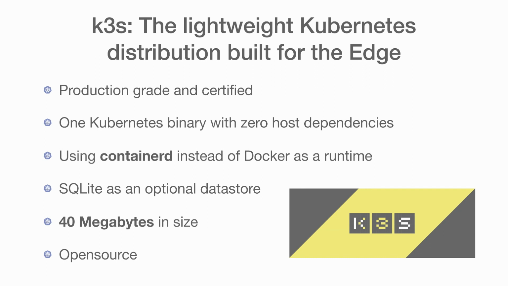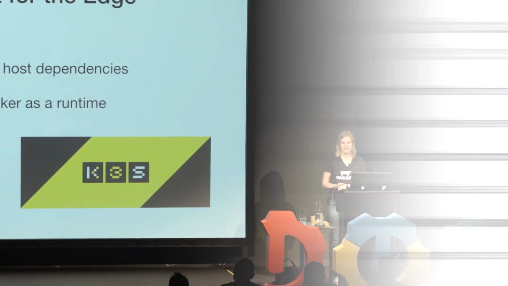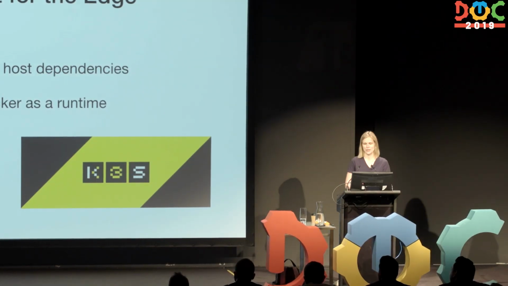You don't even have to have Docker installed on the host. It uses containerd as a container runtime interface. Another beautiful thing about it, it does not use etcd by default for storage. It uses SQLite. You can still enable etcd if you're used to that, but SQLite is the default one. The most beautiful part of it is it's just 40 megabytes in size, and it can run on any small device. And of course, it is open source, as are all the projects that we do at Rancher.